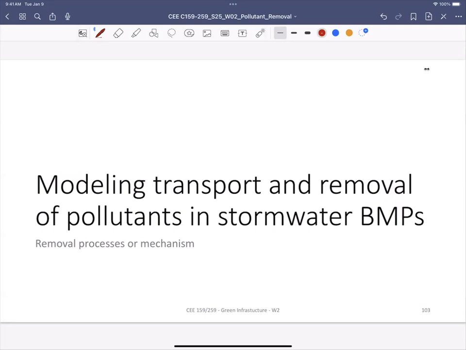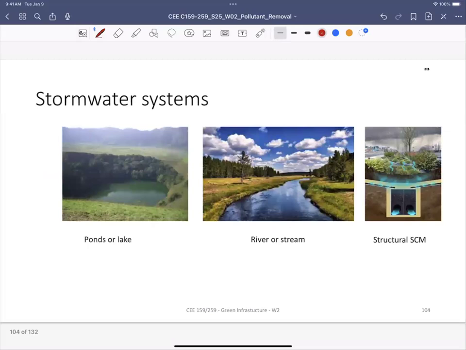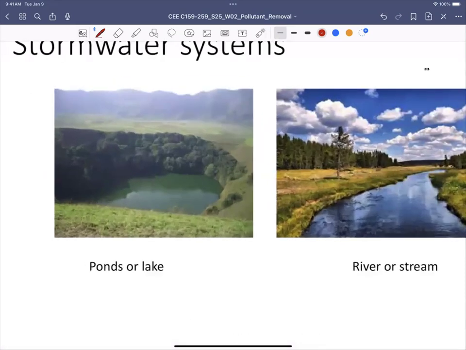There are different kinds of reactors, because based on the size, shape, and design, you can assume different kinds of reactors, and you can use the mass balance concept. For instance, here I show you three different examples. One is a pond and lake. A pond or lake is a semi-open or closed system in terms of water, because most of the water stays inside the system boundary.